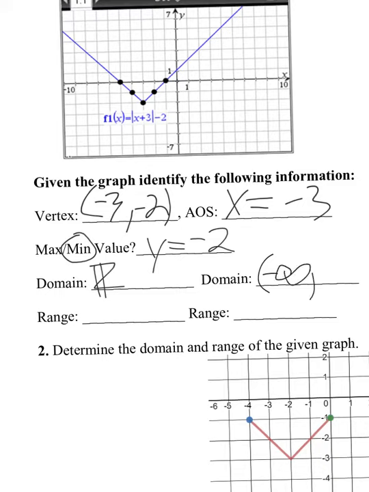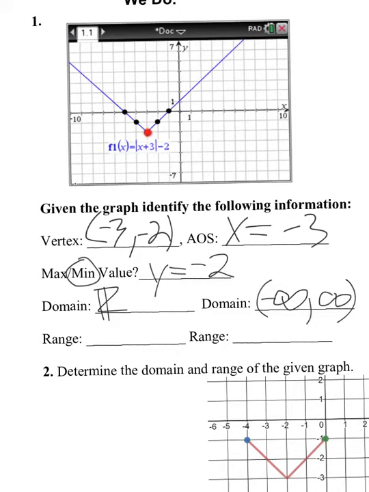Now the range, the lowest point was -2, right? And then it went up. So it went from -2 to positive infinity. -2 has to be in a bracket because it touched it, but you can't touch infinity. You could also write it as y is greater than or equal to -2. All right? So that's number 1.